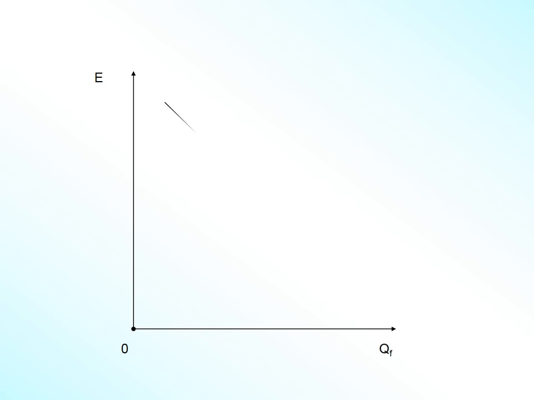Let's construct our demand and supply curves. Here's our demand curve. It slopes down and to the right to represent the negative relationship between the exchange rate and the quantity demanded of funds. The supply curve shows the positive relationship between exchange rates and the quantity supplied of these funds.